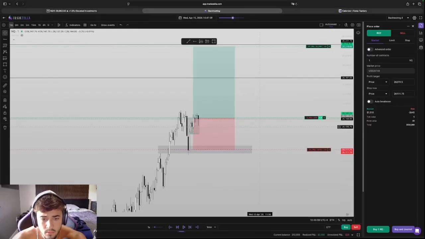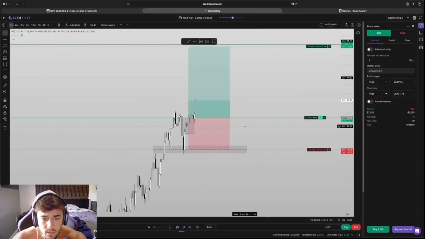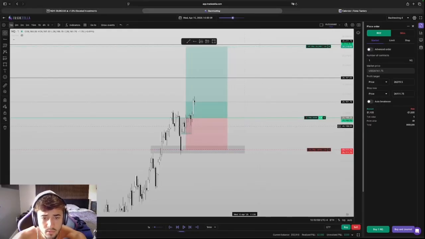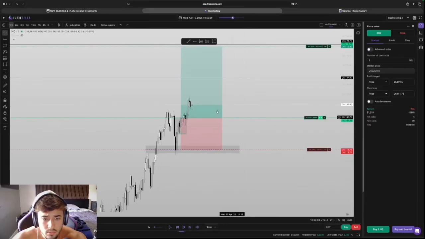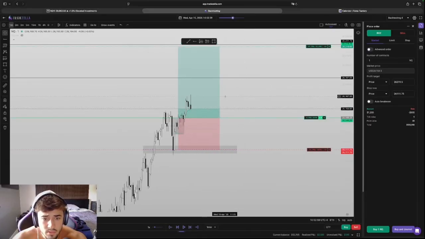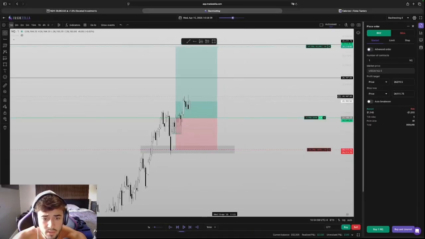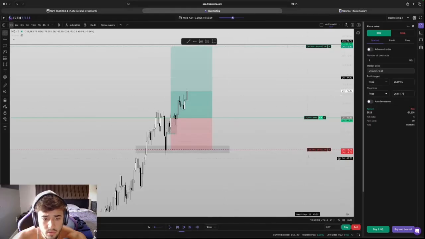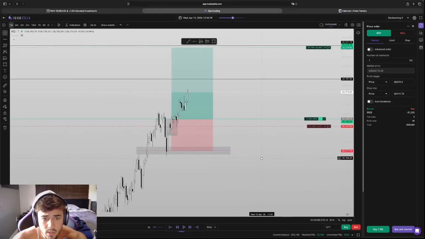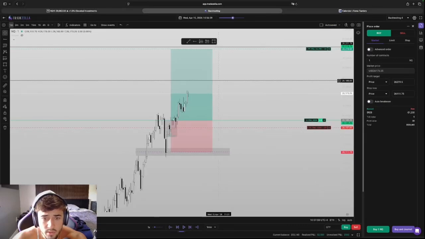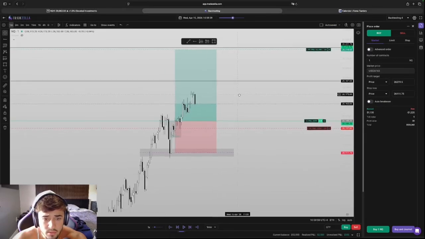Okay. Rejecting off of that. Beautiful push. Off this 1 minute, if I get a body over this, I will move my stop. Alright, moving my stop here now. We are not at a 1-to-1. I would trail after I break that.